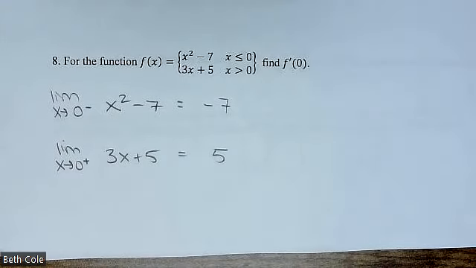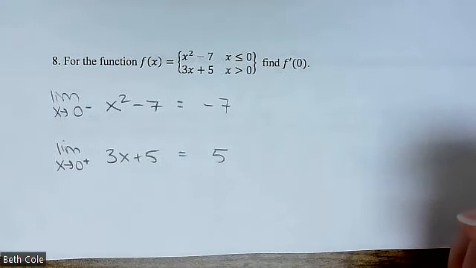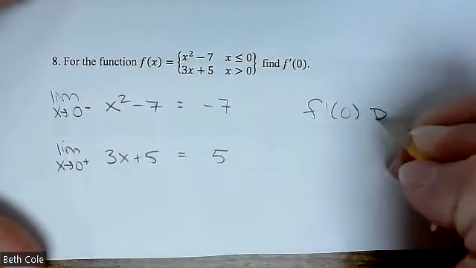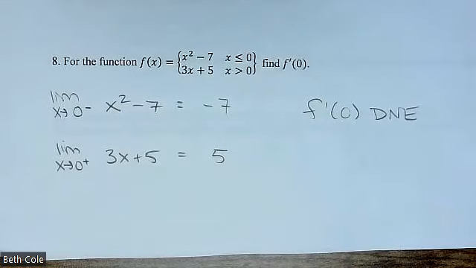No. So the function's not continuous. And so it also isn't differentiable. So you can't get a derivative there. So you would say f prime of 0 does not exist.